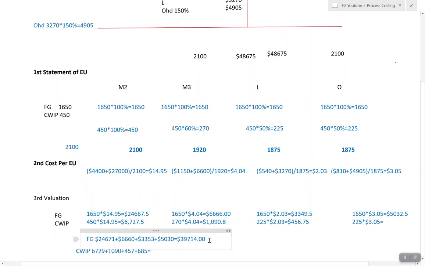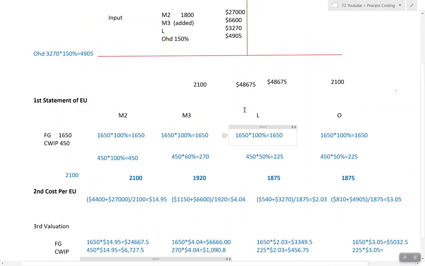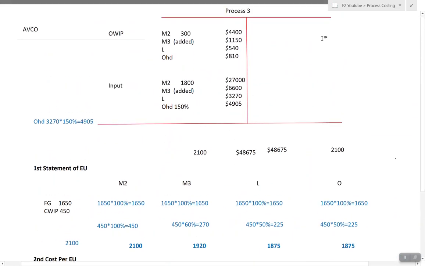We have 39,714, the value of finished goods. And closing work in progress, they were 1,650 units.